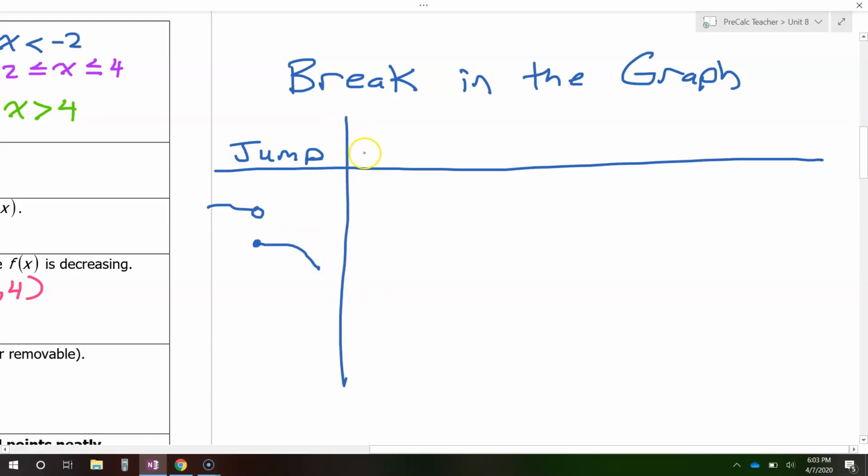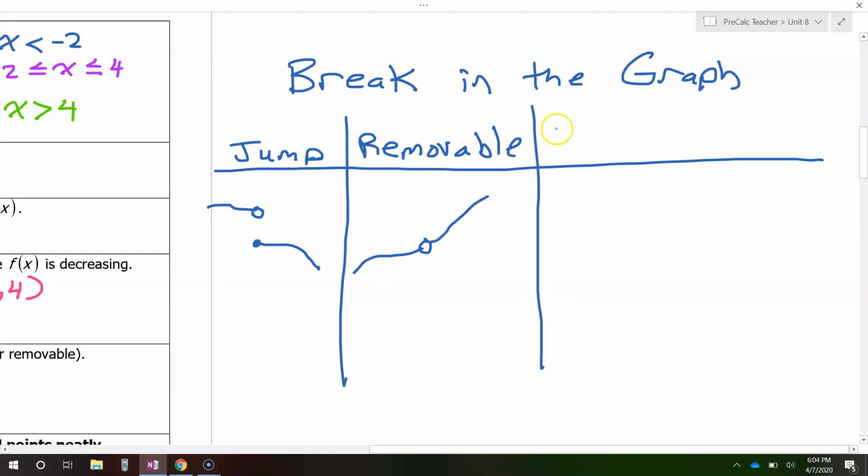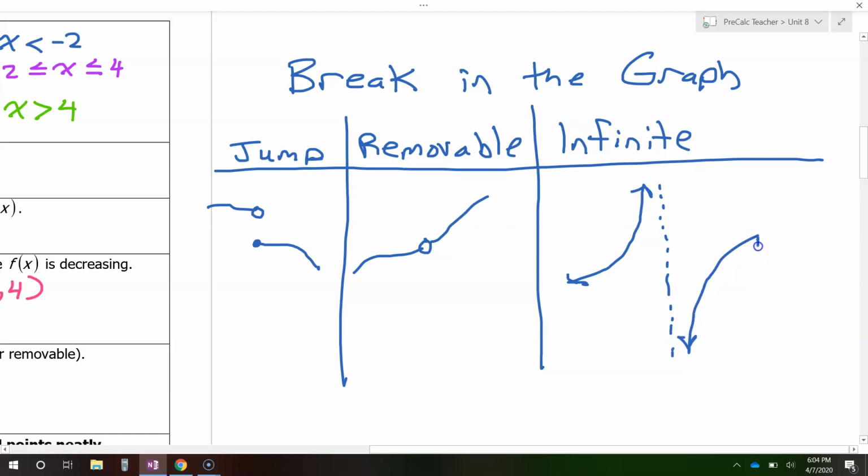Another type of discontinuity is called removable. And that's just when you have a hole in the graph, where it's just missing a single point. And then the third type is called infinite. And that's where you have an asymptote that is causing the break in the graph. So you might have an asymptote where the function is approaching it on one side, and maybe it's approaching it on another side. But that is called an infinite discontinuity.